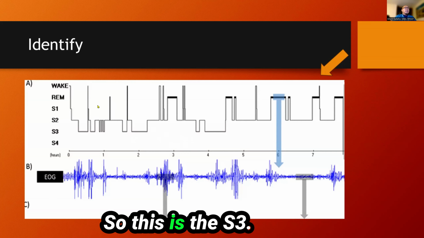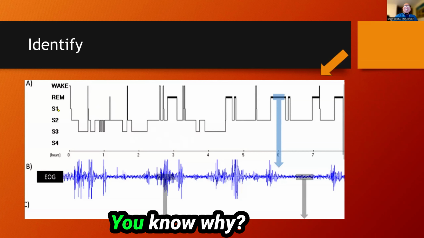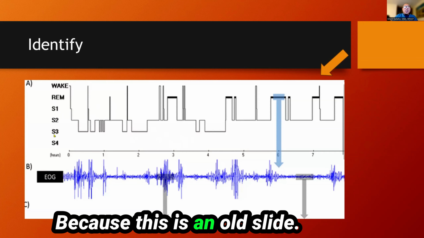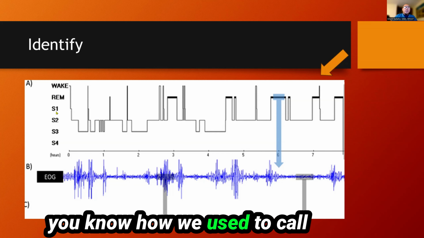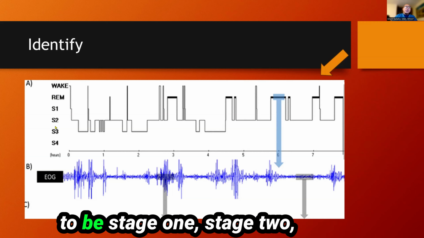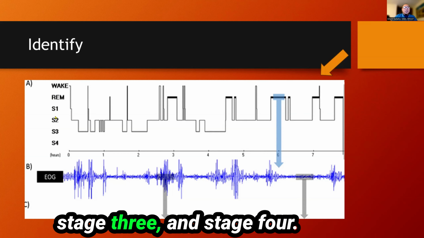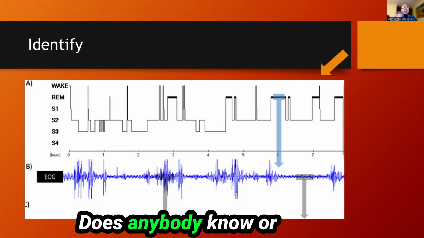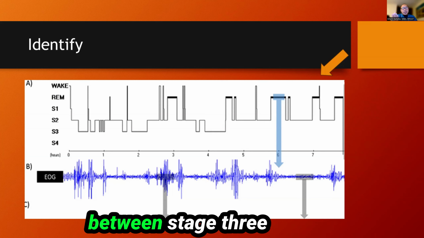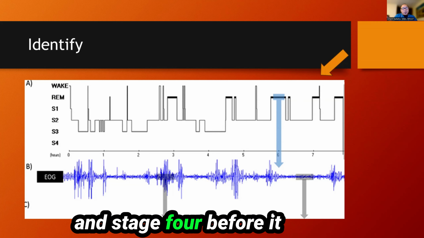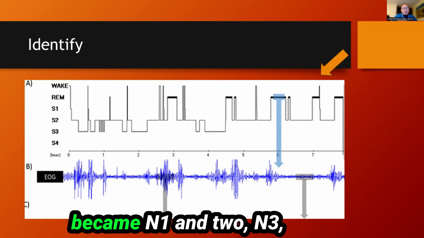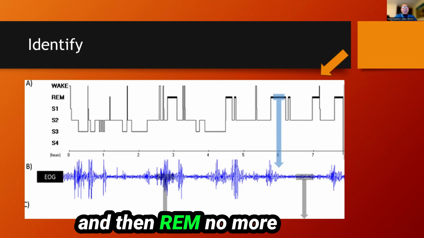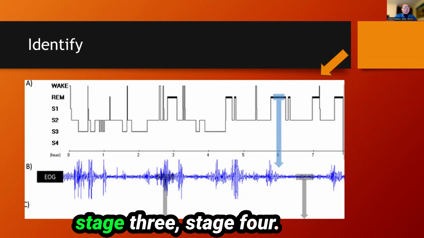Absolutely. So this is SS3. You know why? Because this is an old slide. You know how we used to call sleep stages before? It used to be stage 1, stage 2, stage 3, and stage 4. Does anybody remember the difference between stage 3 and stage 4, before it became N1, N2, N3, and then REM? No more stage 3 and stage 4.